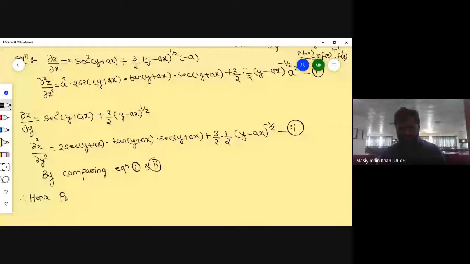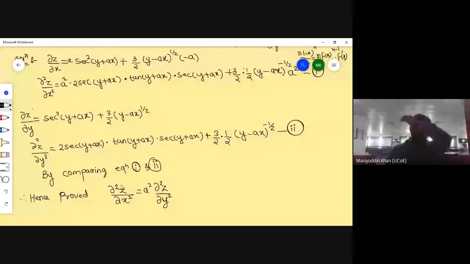hence proved, dou square z by dou x square is equal to a square into dou square z by dou y square. So this is our final result, and this was given for a proof. So we have to show this part. Very easy question. What we did, we just did a small simple basic derivative.